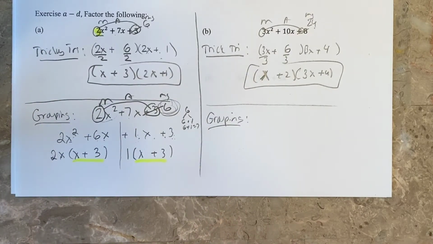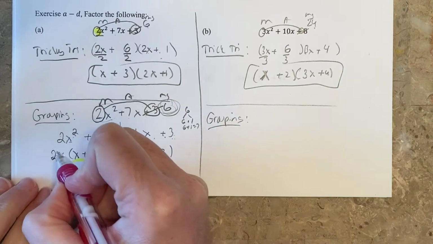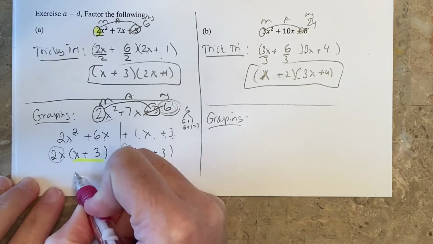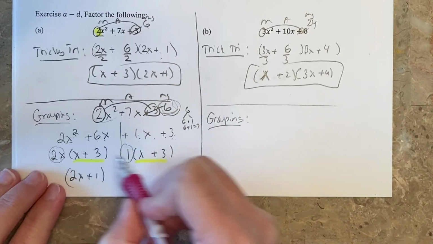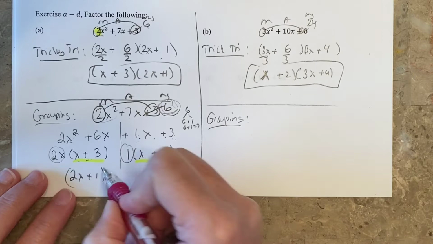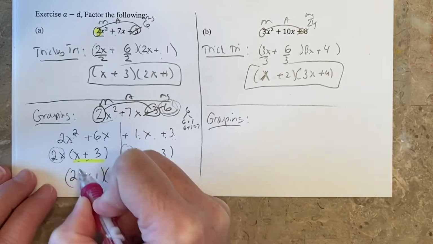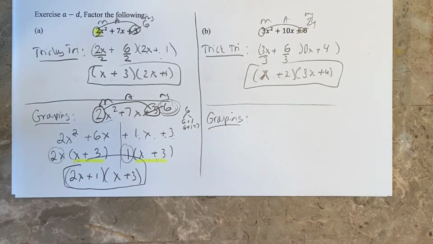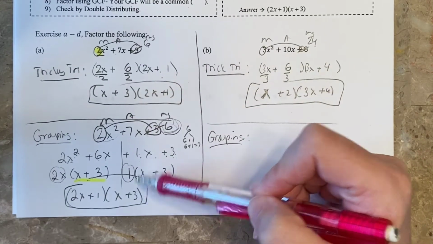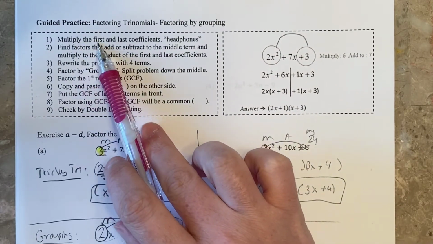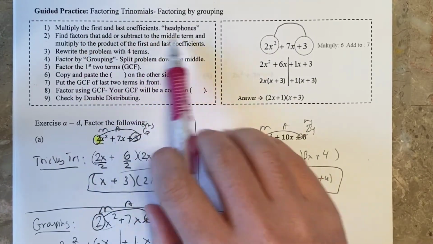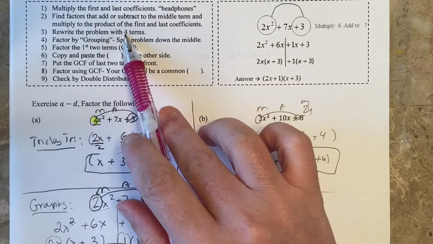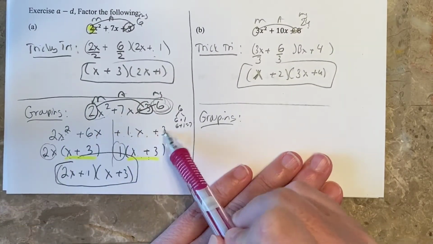Okay, so now basically what you're going to do is you're going to take these terms that are on the outside, and they become a binomial. Then you're taking the carbon copy of one of the ones that are exactly the same, and you're putting it there, okay? And that is the same answer as above, x plus 3, 2x plus 1, okay? So for our steps, multiply the first and last coefficients, so that's what we did, 2 and 3. Find factors that add or subtract to the middle, and multiply, we did that already. Rewrite with the 4 terms, 1, 2, 3, 4, we did that.